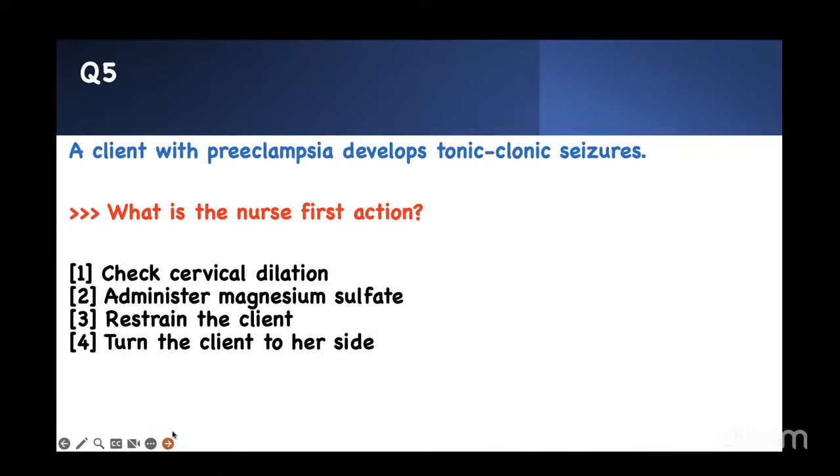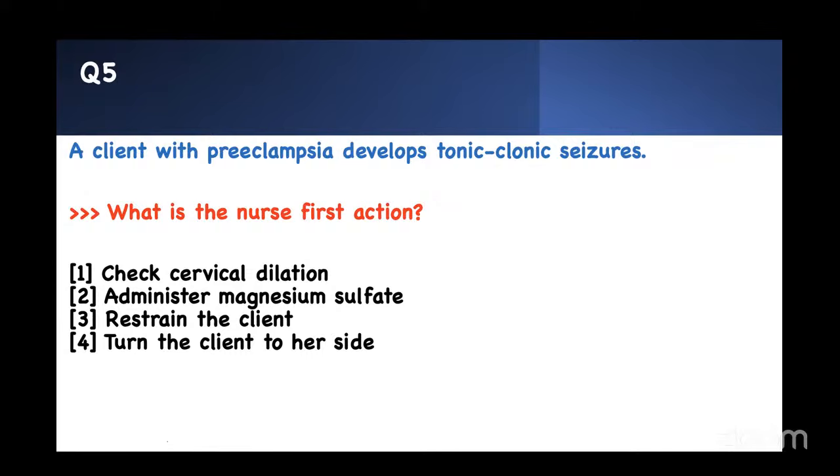So stop the Pitocin. A client with preeclampsia developed tonic-clonic seizure. These are obstetric emergencies you have to know. Tonic-clonic seizure. What is the next first action? It does not matter whether they are in preeclampsia or not. It means patient is in seizures.